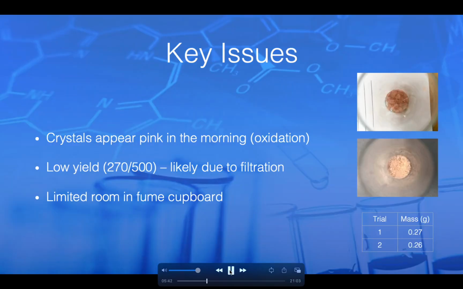This method had a few key issues though. Firstly, the crystals were a pink hue instead of white. Because this sample was left overnight, it is highly likely that it reacted with oxygen in the air, creating NAPQI, which is a highly conjugated molecule, thus is likely colored, unlike most organic crystalline solids. Also, out of the 500 milligrams in a standard tablet, I was only able to extract 270 milligrams, which is only about a 54% yield.